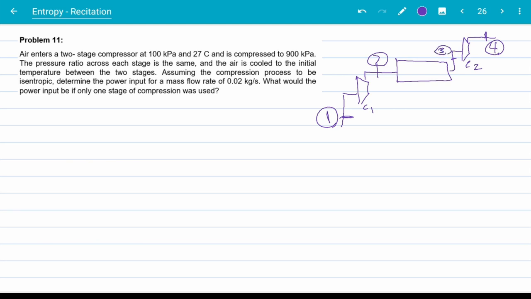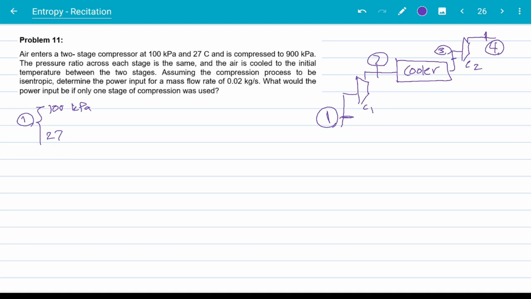The box in the middle is the cooler because the problem states that the air is cooled down. Okay, so what do we know? Let's list all the things that we know. We know that at state 1, air is 100 kilopascals and its temperature is 27 degrees.